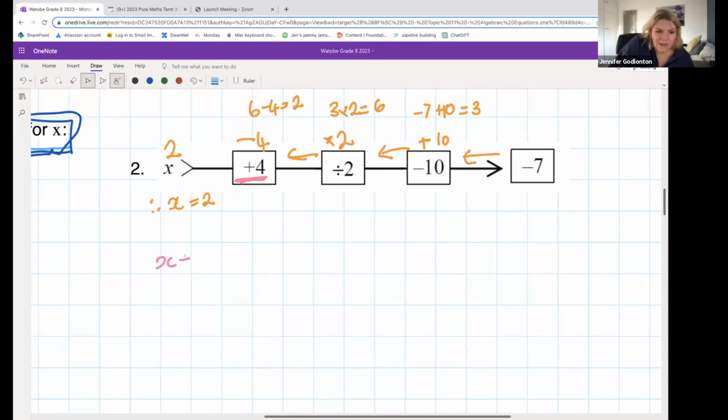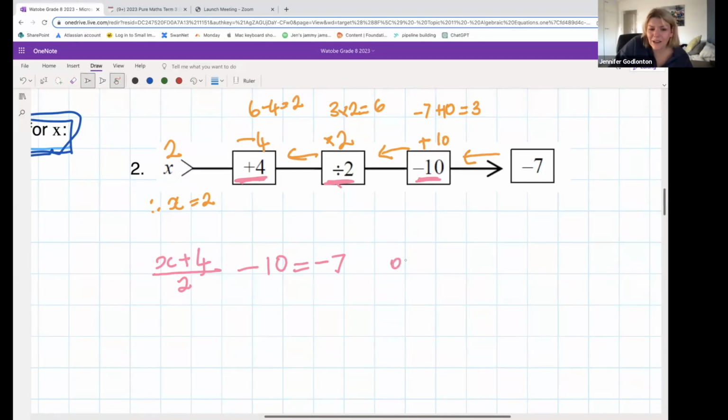I said x plus 4. Perfect. Okay, and then what did I do after that? I then divided by 2. So I took all of this and I divided it by 2. And then I subtracted 10, and that was equal to minus 7. So that is what that equation would look like.